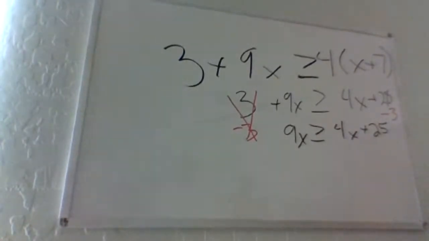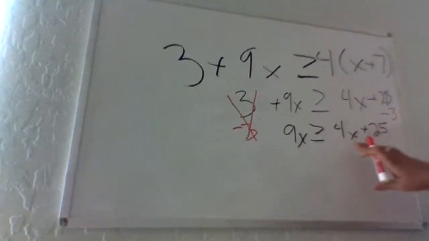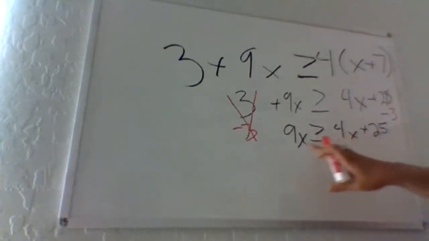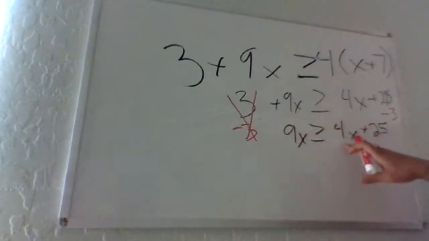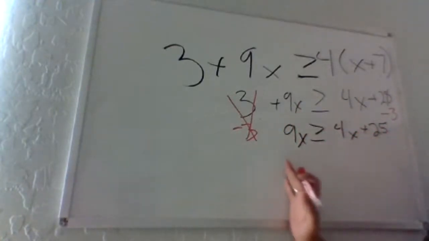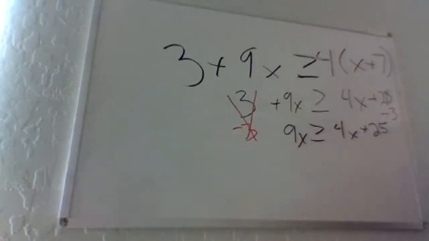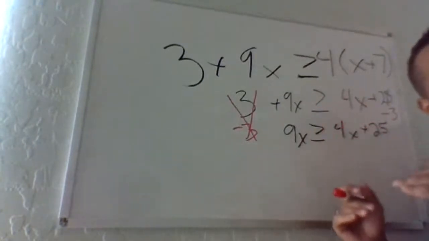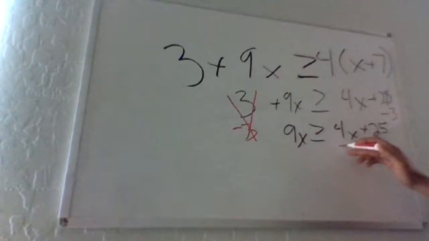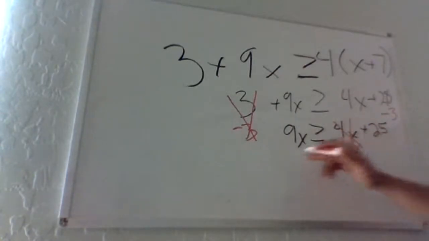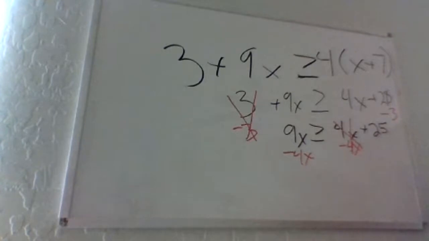Oh, they're the same variable. They have letters. Yes. And when I do that, by subtracting the 4x from the 9x, notice how I'm also putting all the variables on one side of the inequality. And that's going to be helpful because now I can easily work to getting the variable by itself. So I'm going to subtract 4x. So what do I do from there?